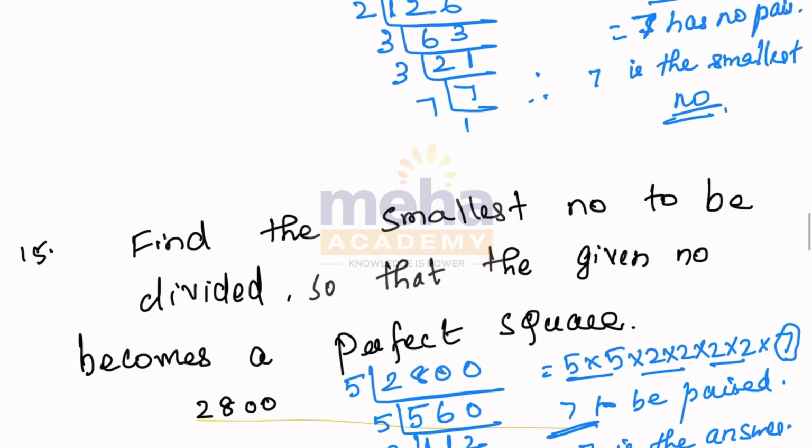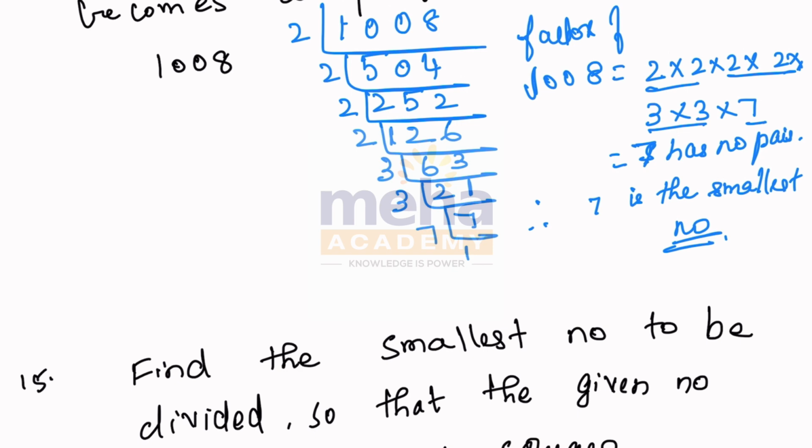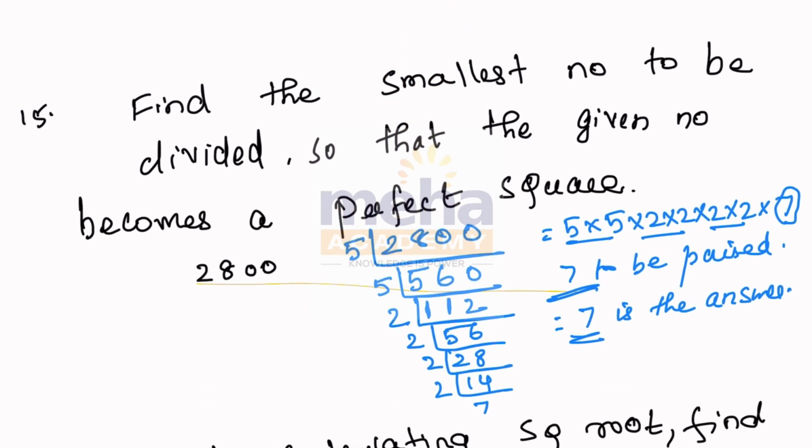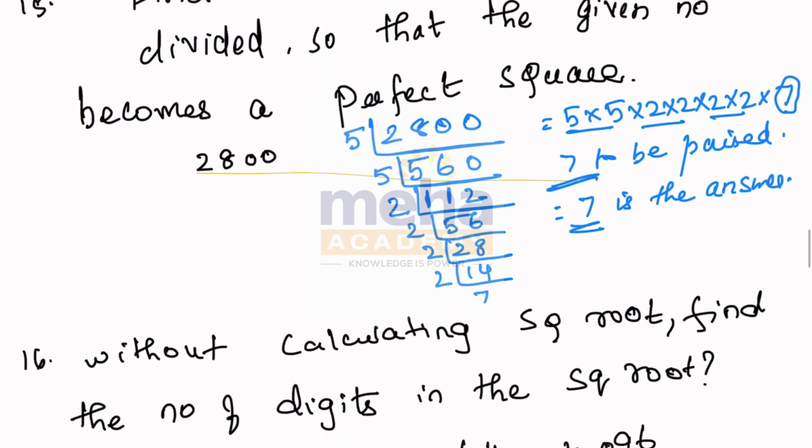In multiplication, we try to pair. So the number which is used to pair is the answer. For division, whatever number is left without a pair, that number is the answer.